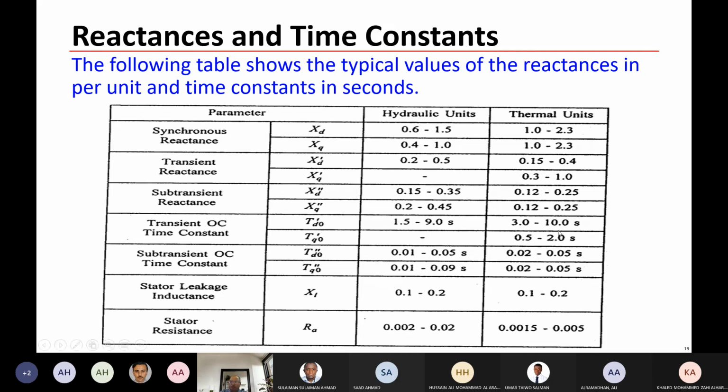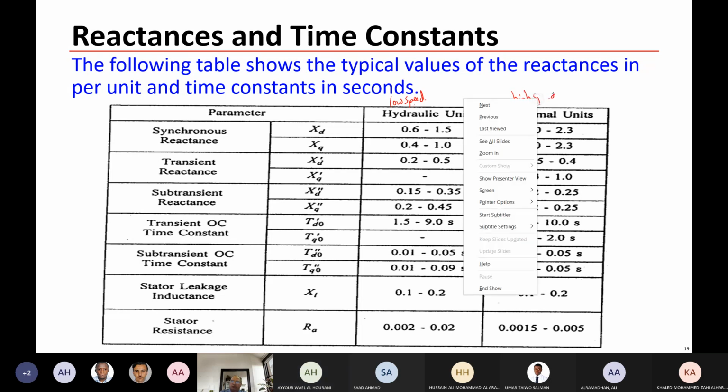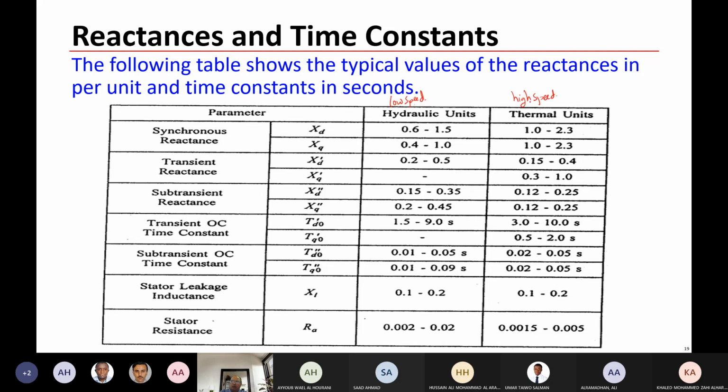Ayub Al-Hurani? Speed. Here the speed, in hydraulic, is slow. Low. Here we have high speed. What else? Any other difference?